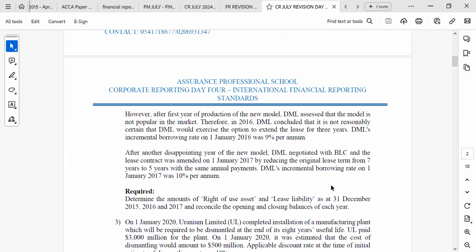They say after another disappointing year of the new model, DMA negotiated with the BLC and the lease contract was amended on 1st January 2017 by reducing the original lease term from 7 years to 5 years with the same annual payment. The DML's incremental borrowing rate on 1st January 2017 was 10% per annum. If they are now reducing from 7 years to 5 years, what will be the remaining period on the lease as at 1st January 2017?